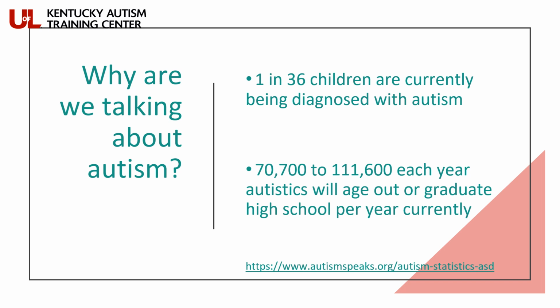And so, of course, here on that second bullet point, you're seeing the number of autistic individuals that are aging out of school or graduating high school currently. So obviously a big number, and again, a reason that community colleges and other places are starting to see an increase of individuals that they are serving. So again, another reason that we are talking about this topic today.